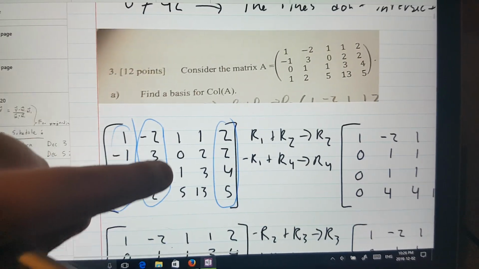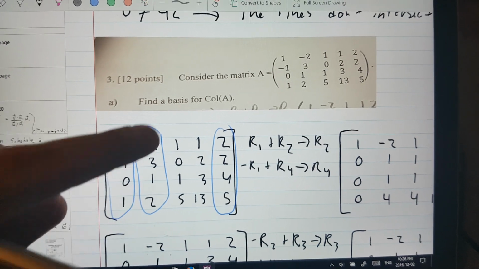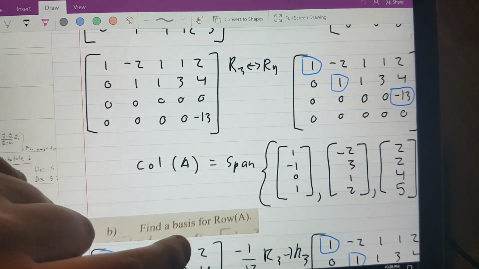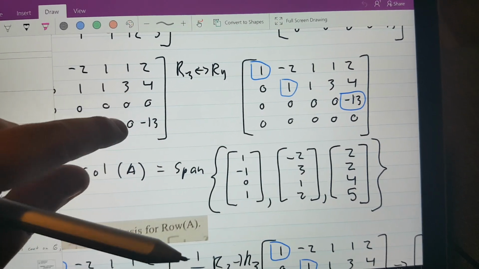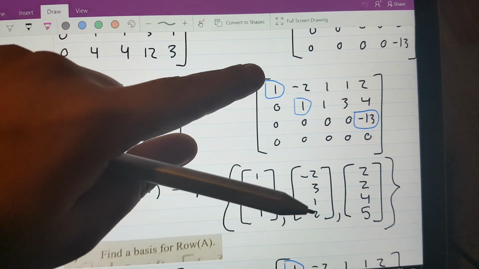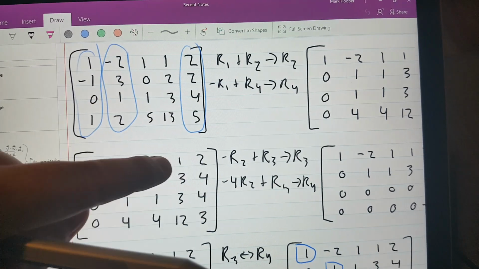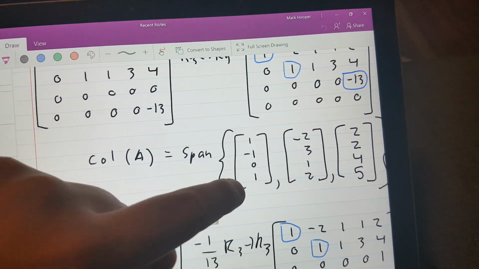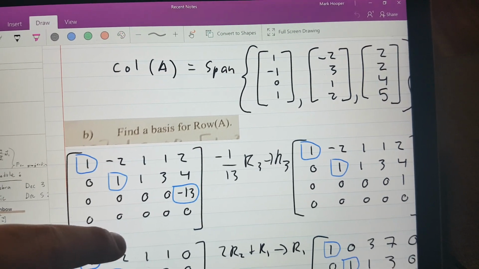Alright, consider the matrix A. To find a basis for the column space of A, I'm going to put A in here, reduce it down, and find that I've got pivots in these rows. And those pivots indicate the column vectors here that form the column space. So it's going to be the span of these three vectors. Any linear combination of that is going to be in the column space of A.